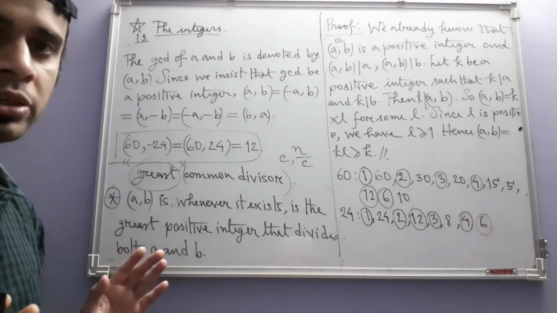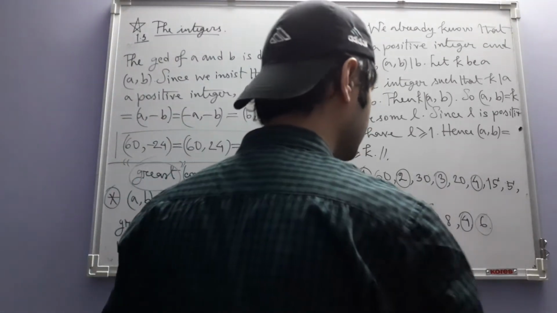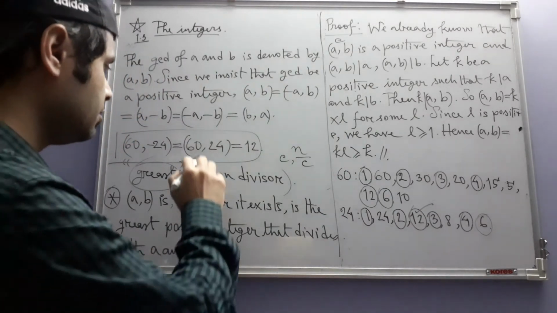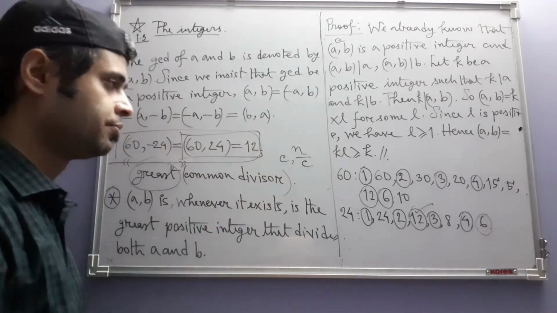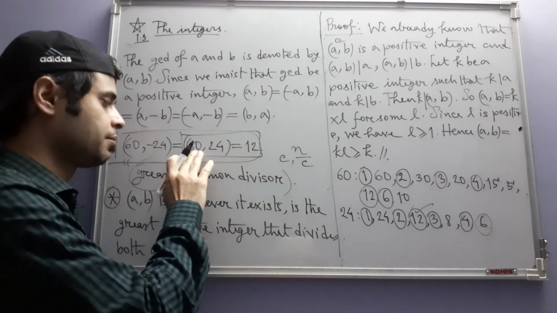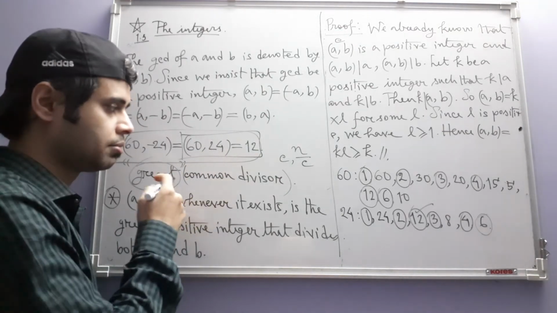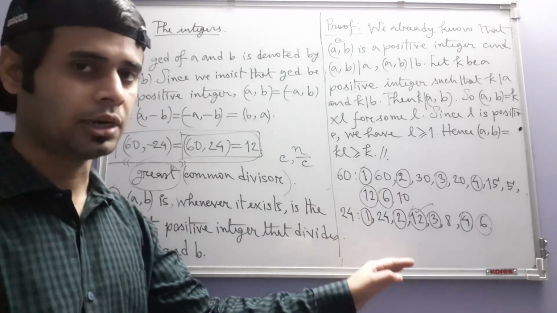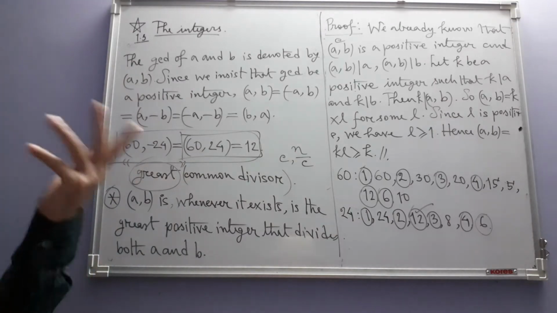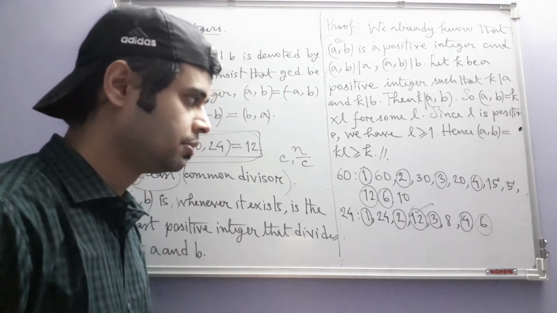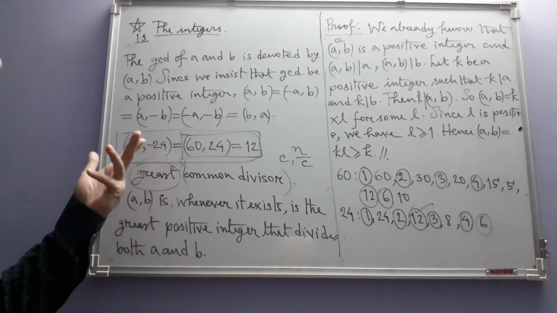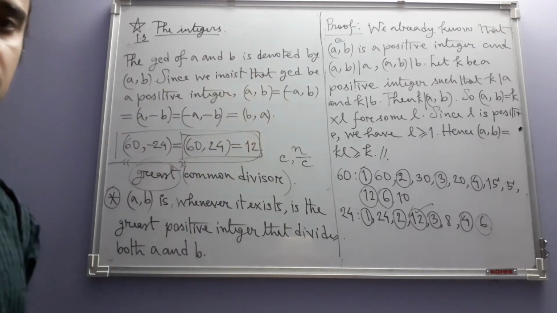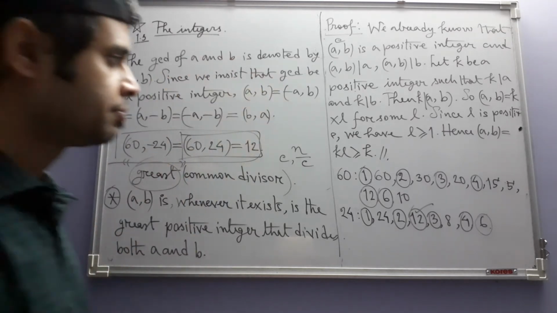So these are the common divisors. Among them, 12 is the greatest: 1, 2, 3, 4, 6, and 12. So that's why this is 12. Now, of course, if the sizes of these numbers are extremely large, then this is a highly impractical method to find the GCD. Moreover, we have the question of existence also. We have not addressed the question of whether the GCD exists for any given A and B. Now we will look at that.